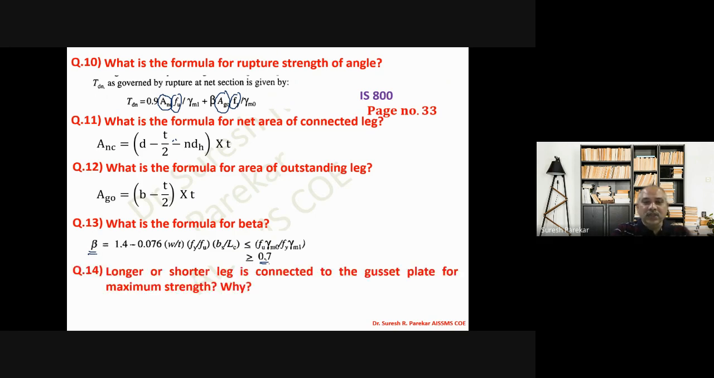Then, is the longer or shorter leg connected to the gusset plate for maximum strength? We are going to connect the longer leg. Why? Because the area of the connected leg is multiplied by Fu. You can see this, ANC into FU, and the value of FU we have is 410, and the value of FY is 250, and therefore we have to connect the longer leg to the gusset plate.